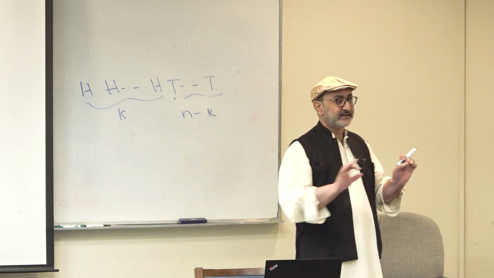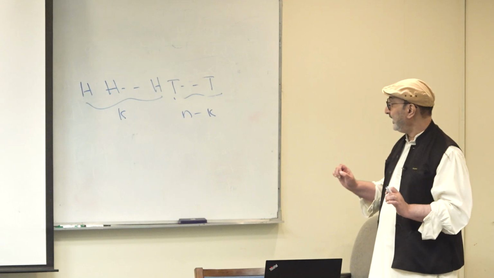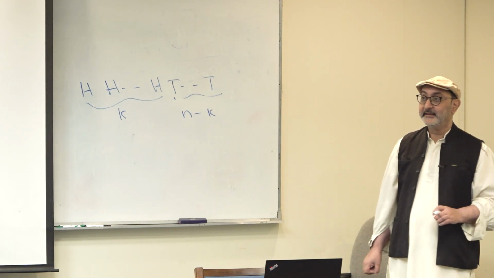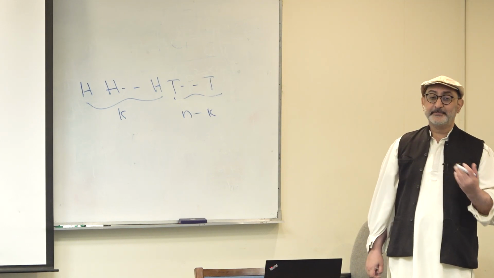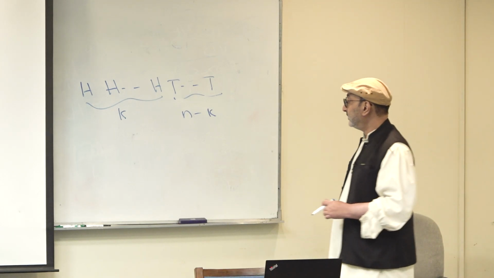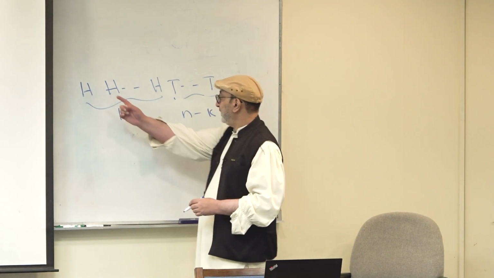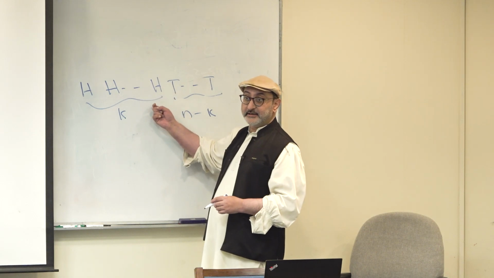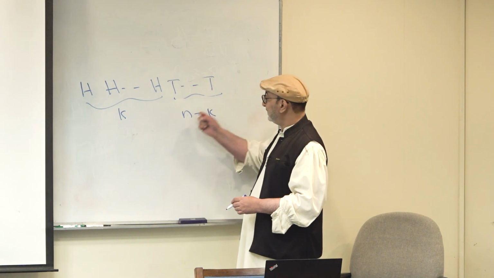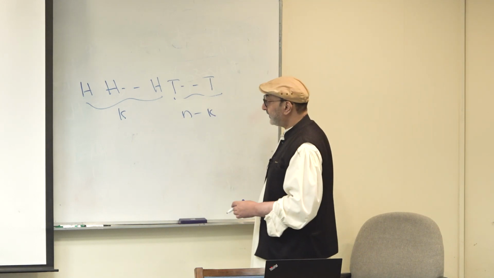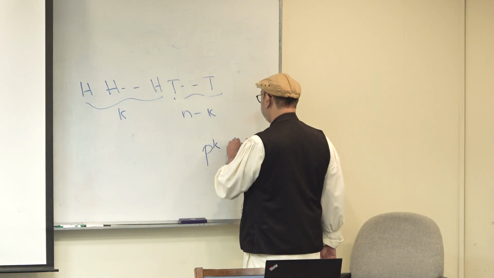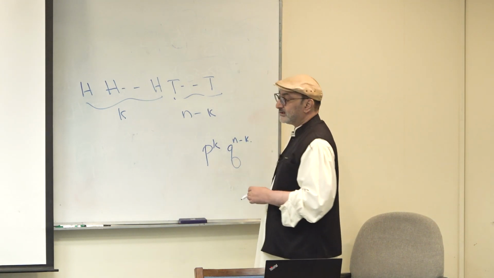All right, so we're going to have k H's in a row. Let's say there's a sequence that has k H's in a row and then n minus k T's in a row, one after the other. What's the probability of that sequence? Well, p times p times p, k times, times q times q times q, n minus k times. So p to the k, q to the n minus k.